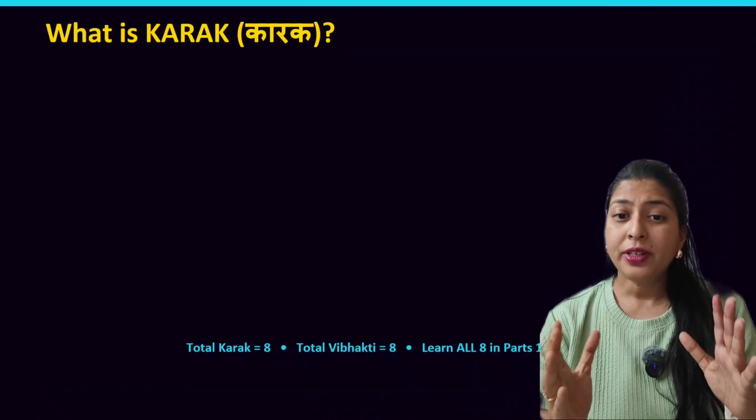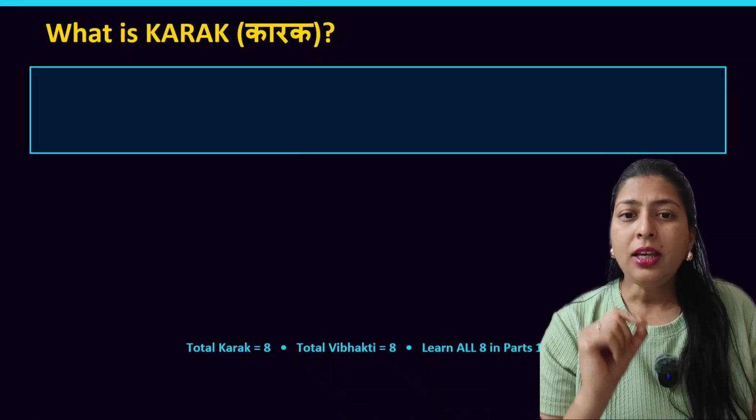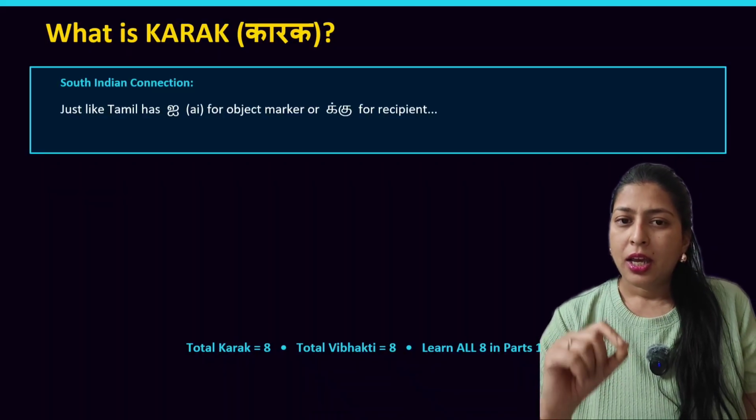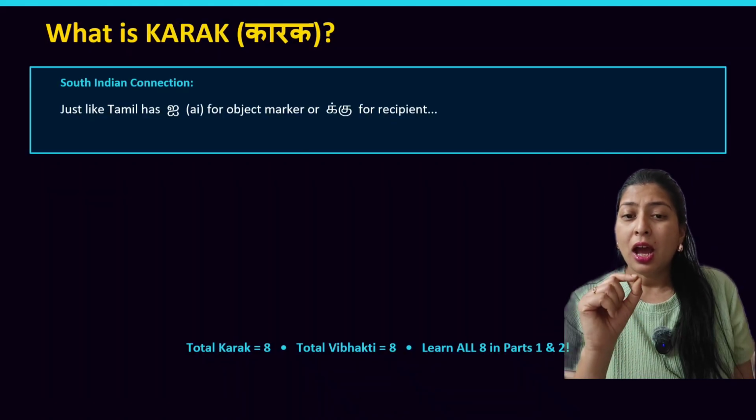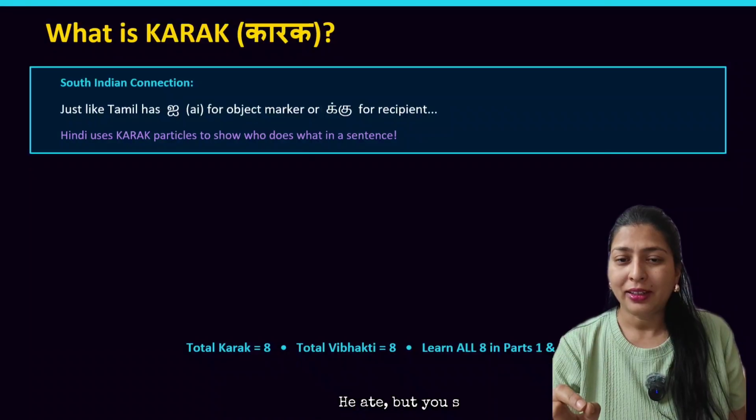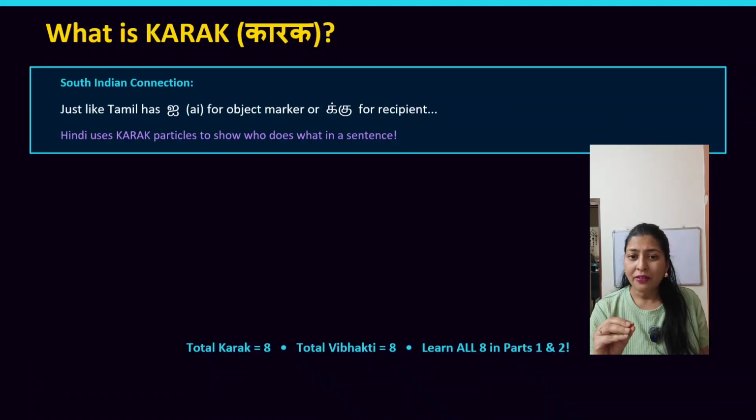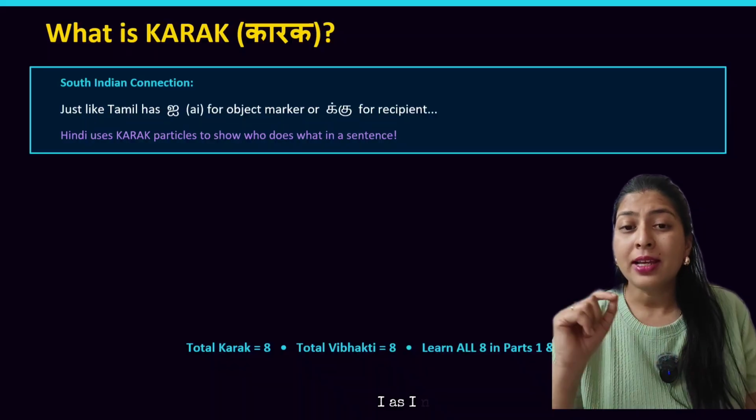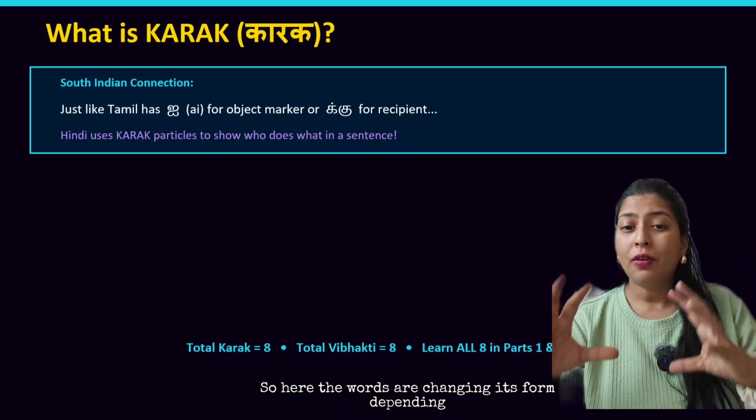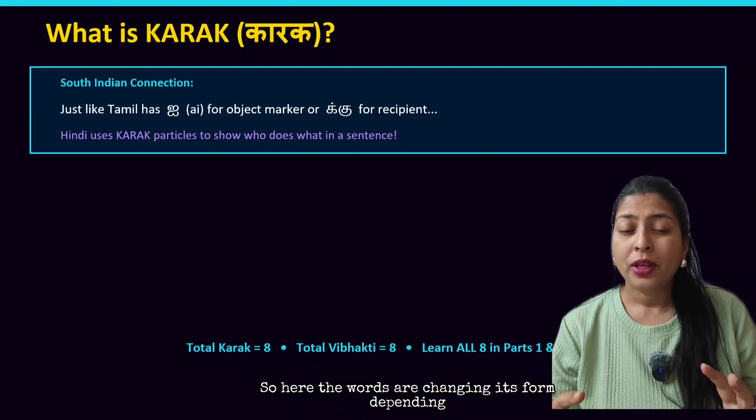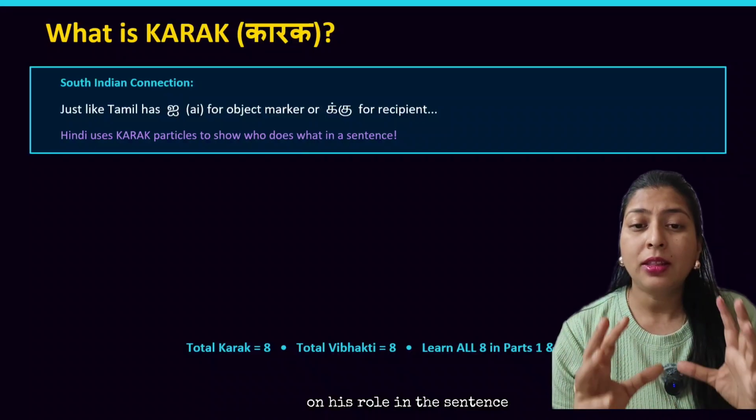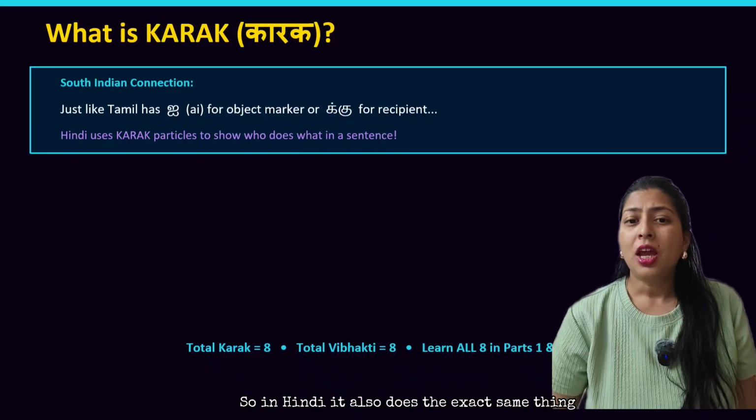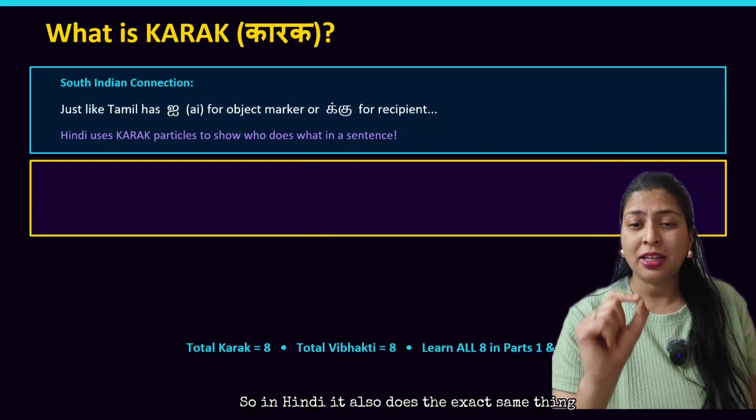So let's go. First, what is Karak? Think in Tamil for a second. In Tamil, you say அவன் சாப்பிட்டான், he ate, but you say அவனை பார்த்தேன், I saw him. See that? Avan becomes Avanai. So the words change form depending on their role in the sentence. Hindi also does the exact same thing.